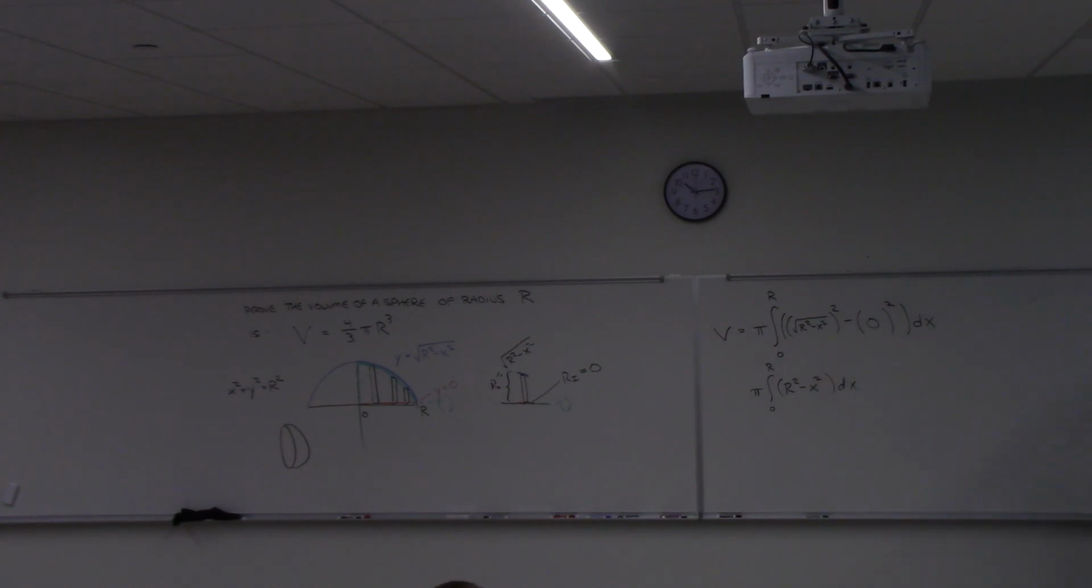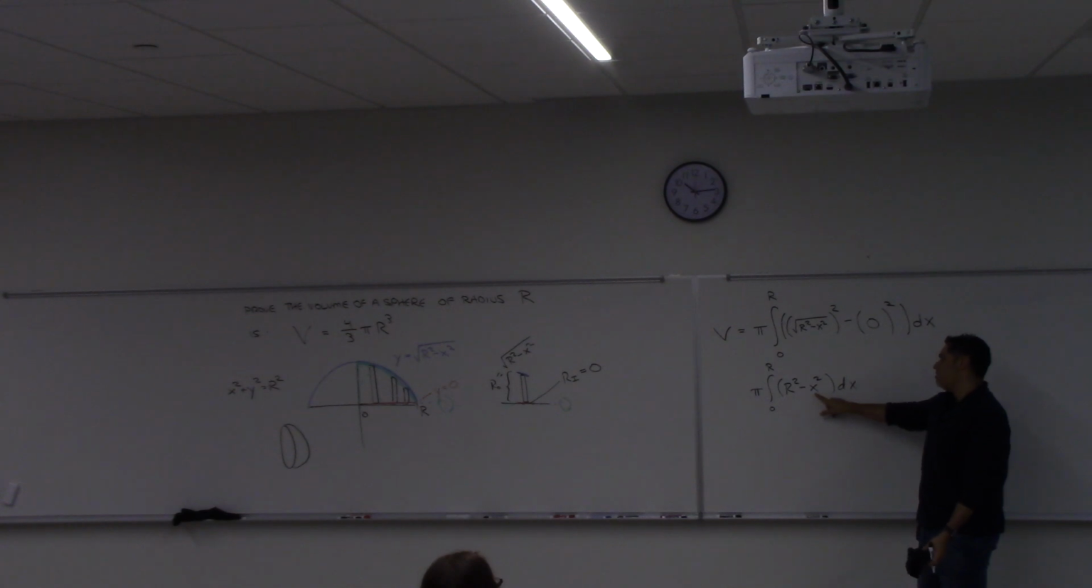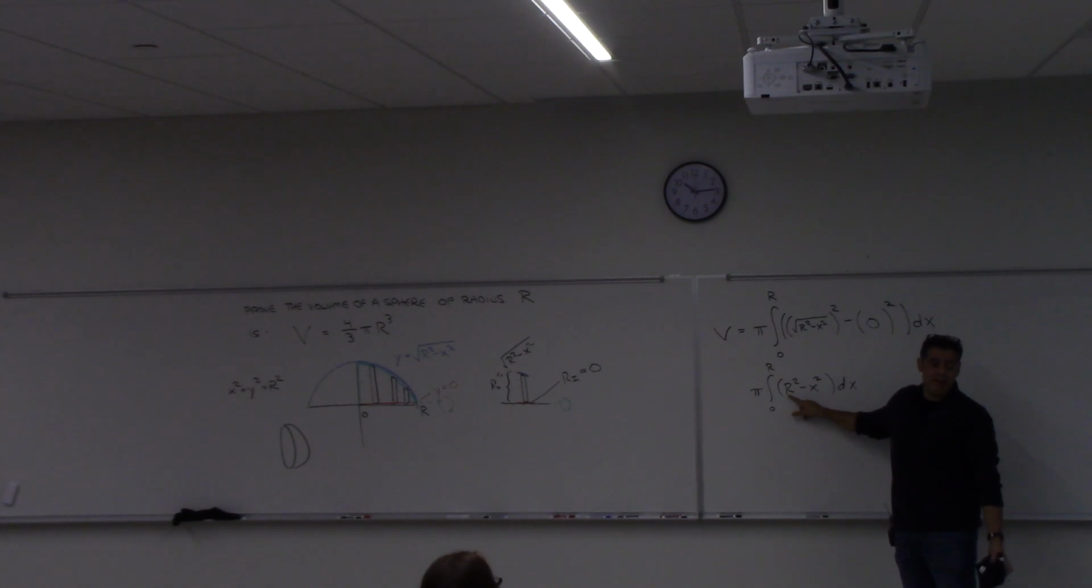Now, capital R is a constant, right? It's a fixed radius. So this is a constant, and this is just x squared. Can you integrate x squared with respect to x? 1/3 x cubed. Can you integrate a constant? What's the antiderivative of, let's say, 5? 5x. What's the antiderivative of 10? 10x, right? What's the antiderivative of r squared?